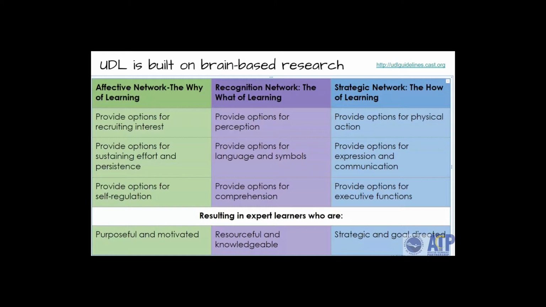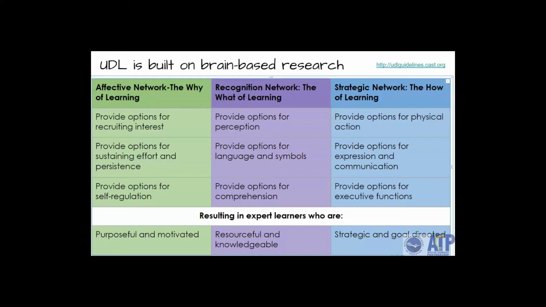Universal Design for Learning is built on brain-based research, which recognizes that there are multiple kinds of learning. We have the affective network, which is the why of learning, the recognition network, the what of learning, and the strategic network, the how of learning. Individuals bring different skills, needs, and interests to learning, and neuroscience shows that these differences are as unique as our fingerprints. Therefore, a single one-size-fits-all solution does not work for every student.